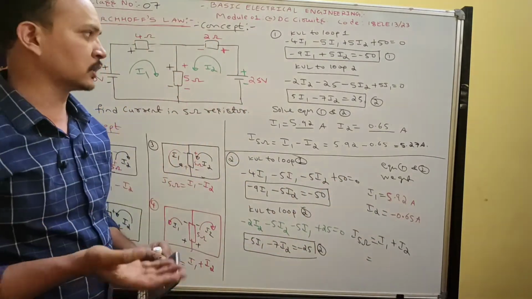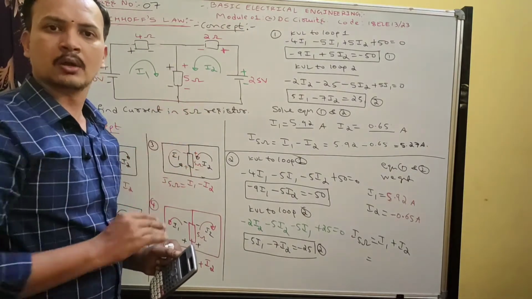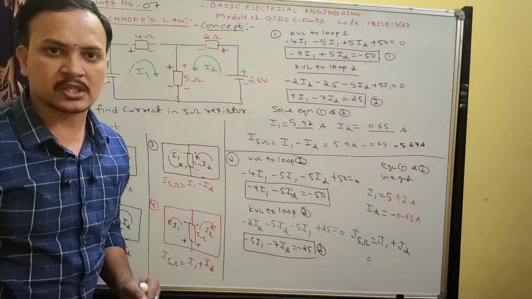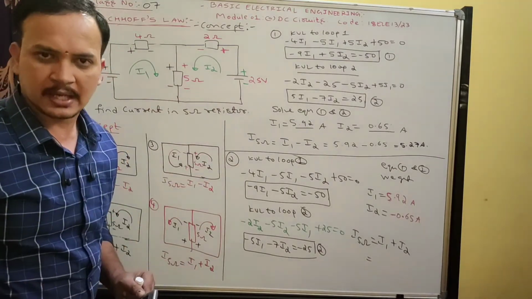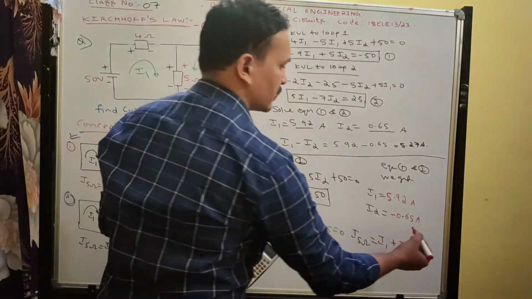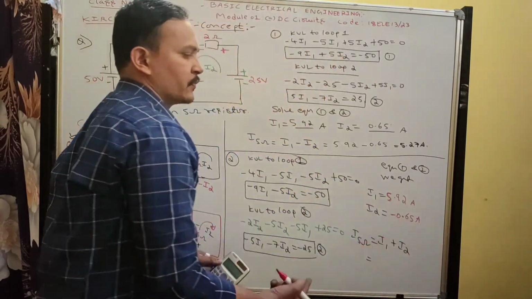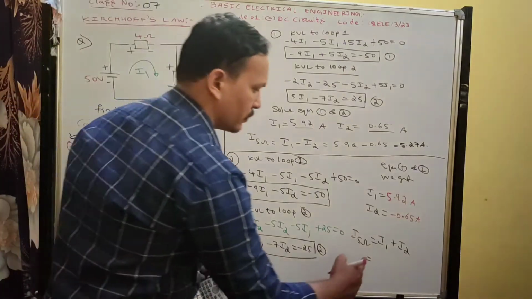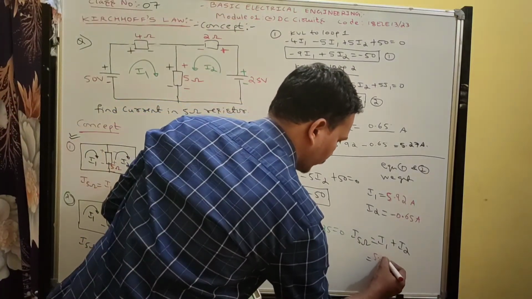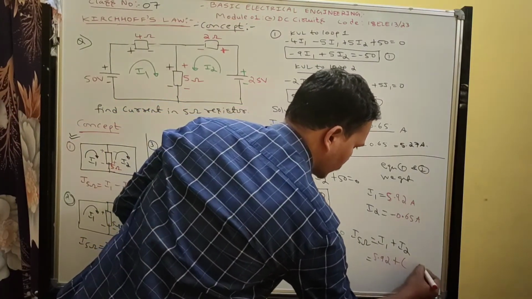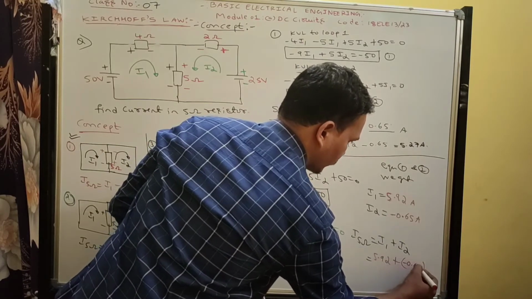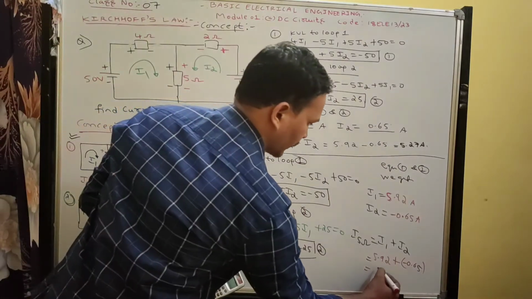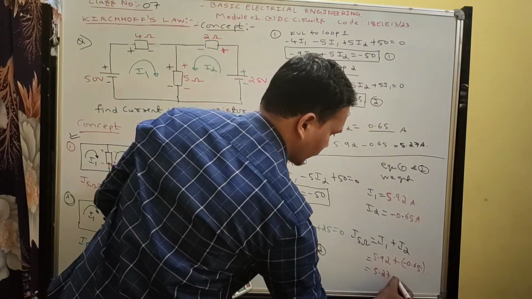Because we don't know how the current will flow in a particular loop, we simply assume the direction. For assumed directions, if I get positive values, your assumption is correct. So within the bracket you can write: change the direction to get positive value. That's it. Now, what is the I1 value? 5.92, plus what is the I2 value? Minus 0.65. Now do this operation. You will get 5.27 ampere.